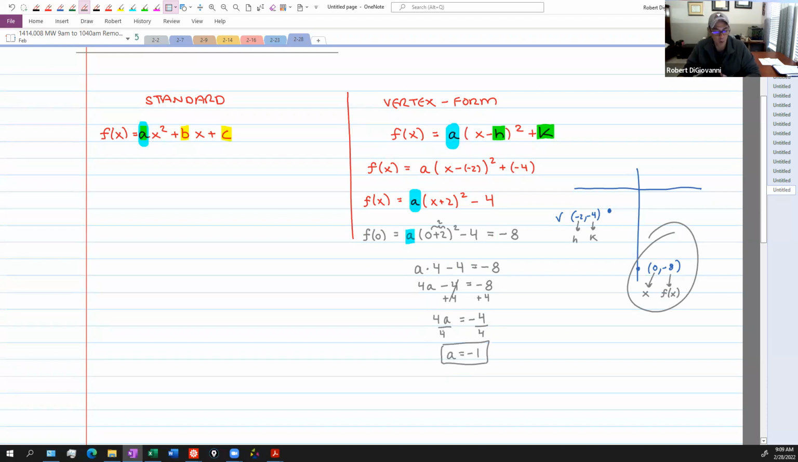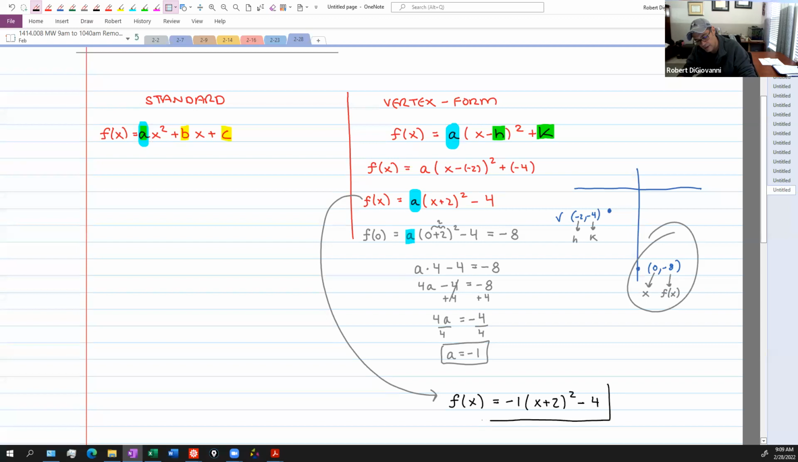And now that we know what a is, we can go back up here and say, all right, we know the function now. The function is a, which before we didn't know what it was, now we know it's -1, and then (x plus 2) squared minus 4. That is the function.